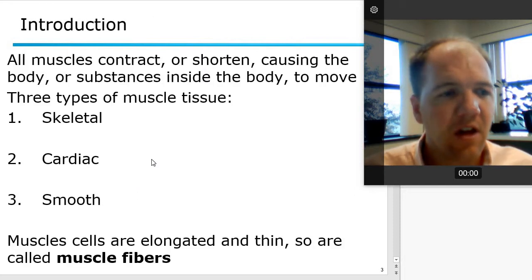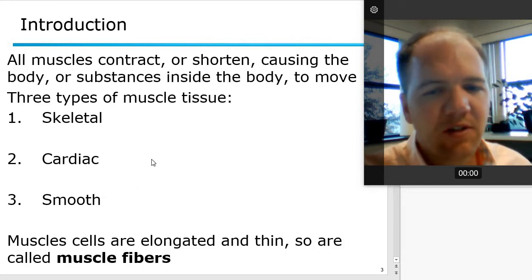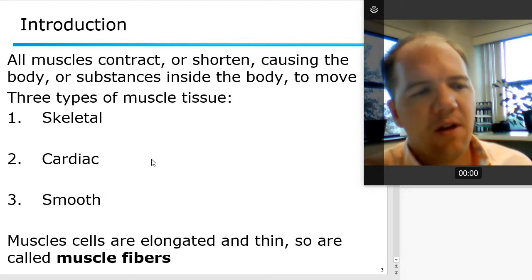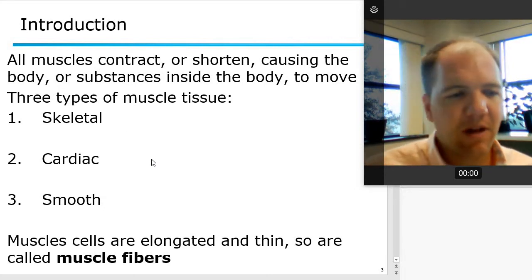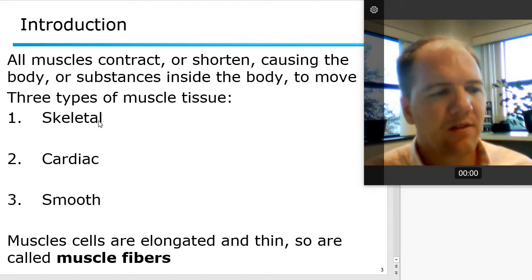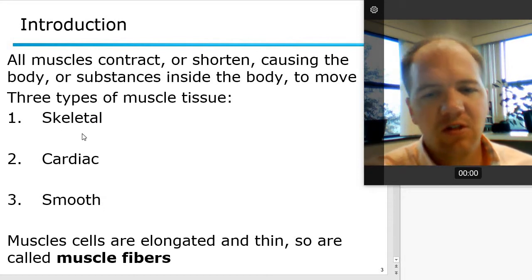So let's get started. When we talk about the muscular system itself, we are mainly talking about skeletal muscles, and I'll tell you a little bit more about those in just a second. That's what we're going to focus most of this chapter on. But to begin the chapter, we're going to talk about all the different muscle types in the body.